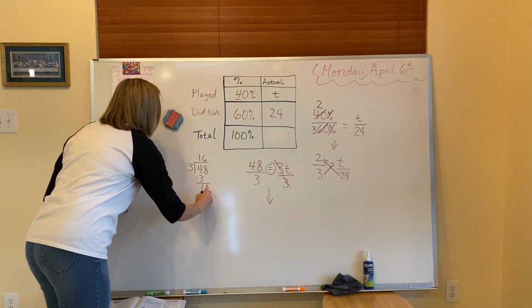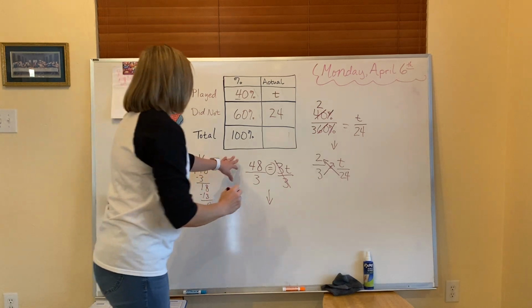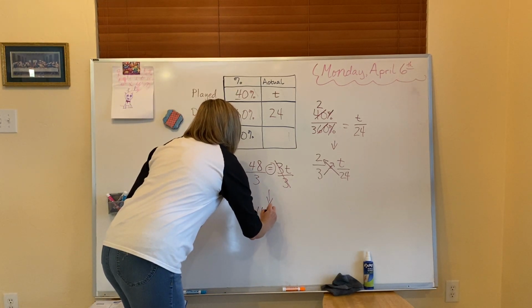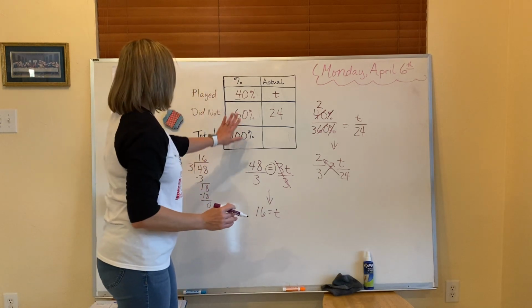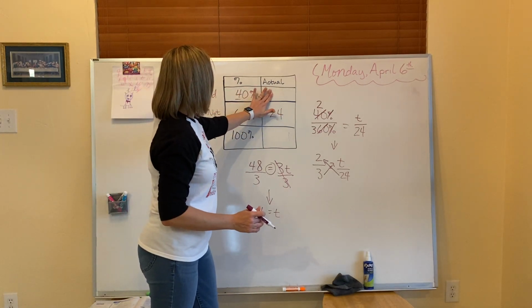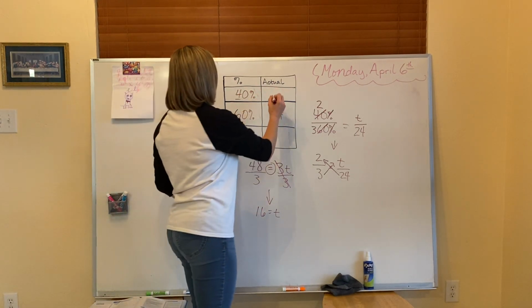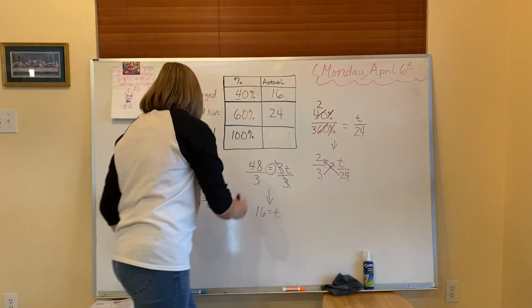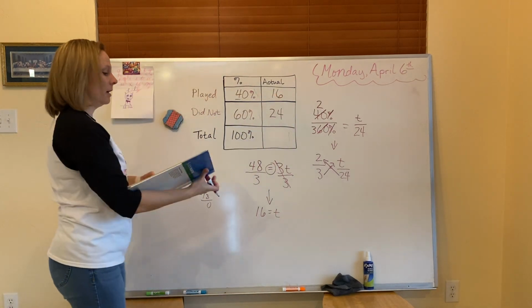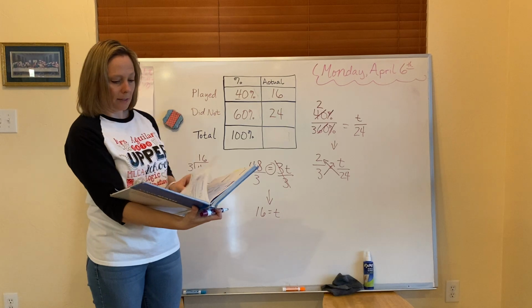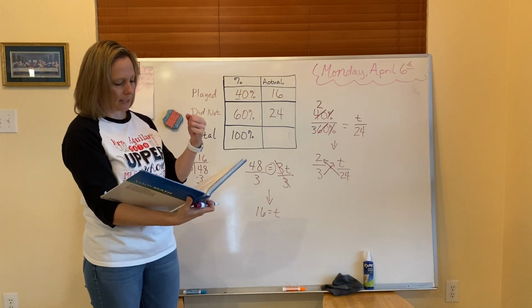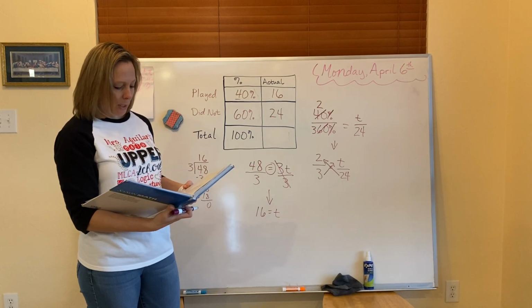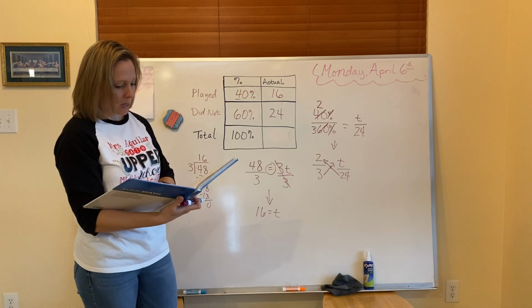Finish my problem. It's 16. So we have 16 is equal to T. I can fill in my ratio box with the actual count that played, which is 16. Okay, flip the page. Let's see if I got it right. I did, yes. Okay, so here we go with example 3.